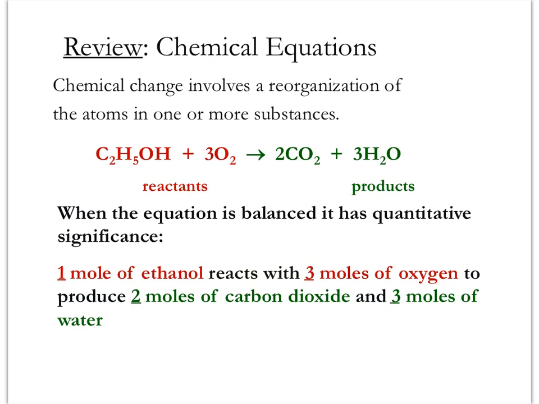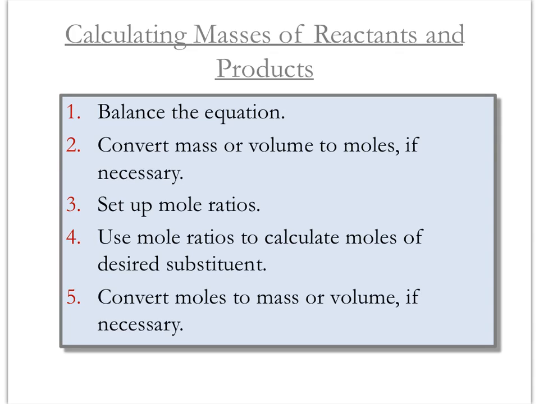So as a review for chemical equations, a chemical change involves a reorganization of atoms in one or more substances. You have parts of an equation: your reactants and your products. Anytime you have a balanced equation, the coefficients in the equation correspond to the number of moles of each substance that you're working with. When you're dealing with multi-step stoichiometry problems, you want to make sure the equation is balanced. On AP questions, they will give you the balanced equation, so you're not going to have to do that and then work with it, because if you mess up the balancing, you're kind of snowballing.